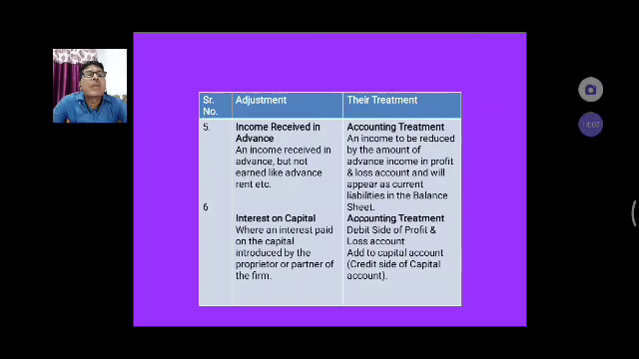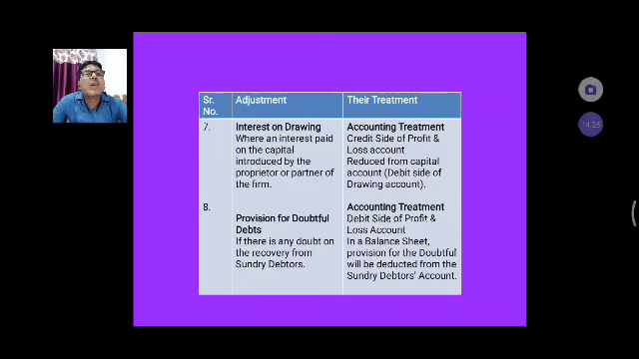Whereas interest paid on the capital introduced by the proprietors or partners of the firm, the treatment is debit side of profit and loss account and add to capital account, credit side of capital account. Number 7, interest on drawing, where an interest is charged on the drawings by the proprietor or partners of the firm, called interest on drawing. The treatment: credit side of profit and loss account and reduced from capital account, debit side of drawing account.